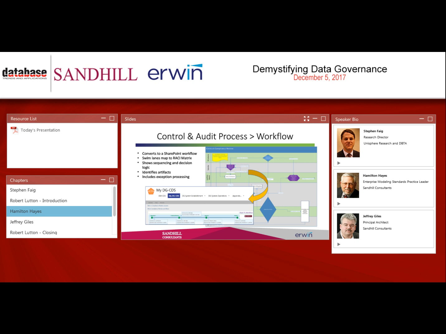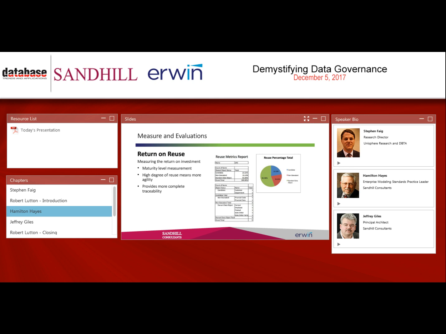It can be converted into an actual workflow so that a data steward or a business data owner or whatever can actually participate on a daily basis in a workflow that automates this process and also gives you the basis for doing metrics and measures for how well your products are doing and how well your process is performing. Measures and evaluations are critical to knowing where you are, how well you're doing.